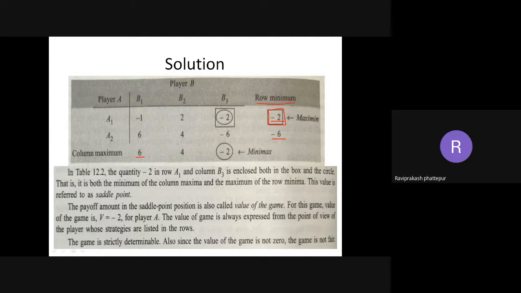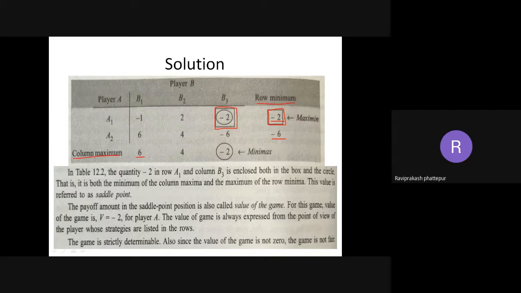Okay, and also put the rectangle here. So which number is it? So similarly coming to columns, in column we need to take the maximum value. Row is minimum, column is maximum. So -1 and 6. What is maximum? 6. So we are writing 6 here, under column maximum. Column maximum is written here, 6.